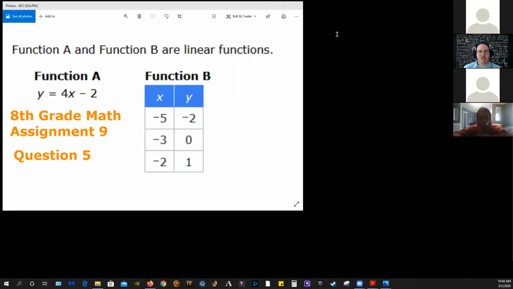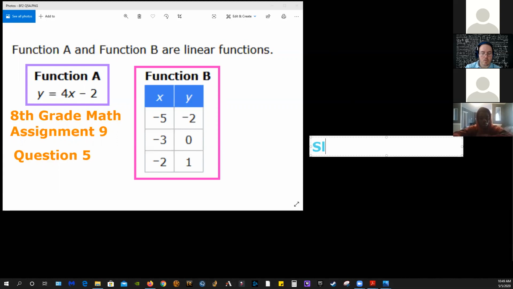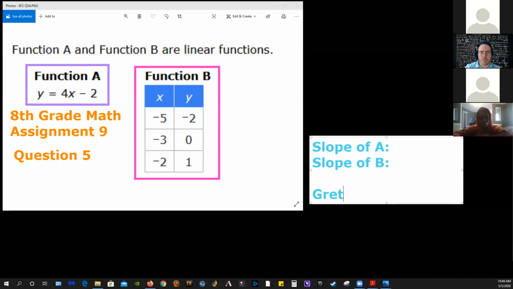So what you want to do is carefully look at function A. Here's function A, and here's function B. And the directions said, I'm going to paraphrase here for the sake of space. You need the slope of A, you need the slope of B, and then you're trying to find the greatest slope.